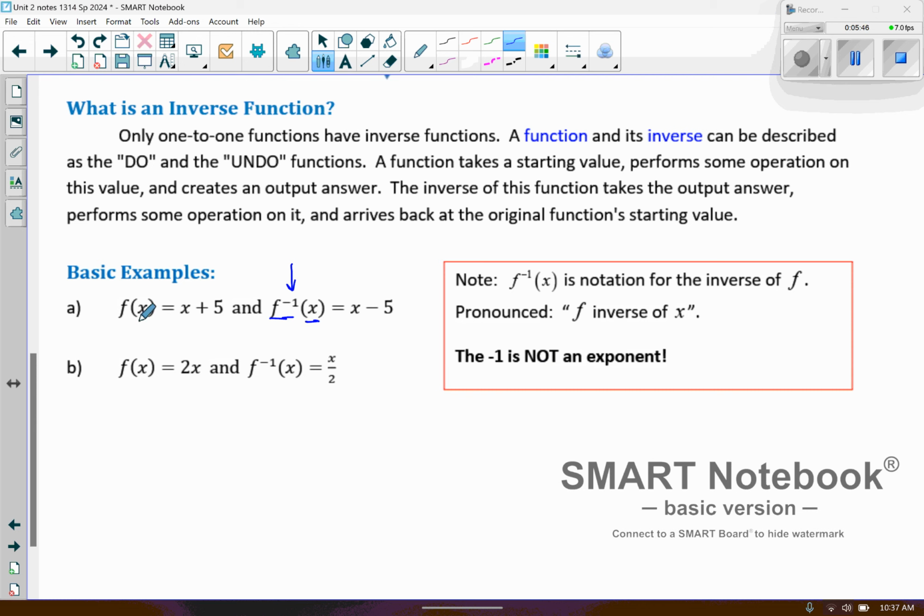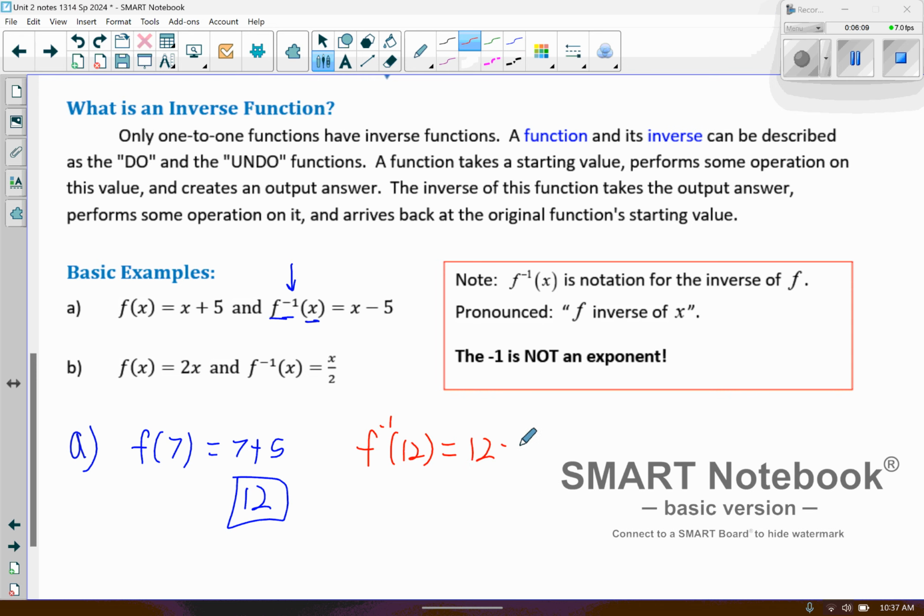And so the original function was x plus 5. The inverse would be x minus 5. So for example, for part A, if you were to do f of, let's say, 7, well, that would be 7 plus 5. That takes us to 12. That's my output, right? Now I'm going to take the f inverse function and take that output and plug it in. So then I'm going to have 12 minus 5, and that takes me right back to where I was, 7.